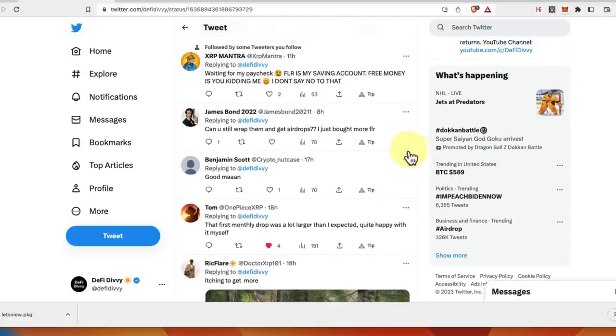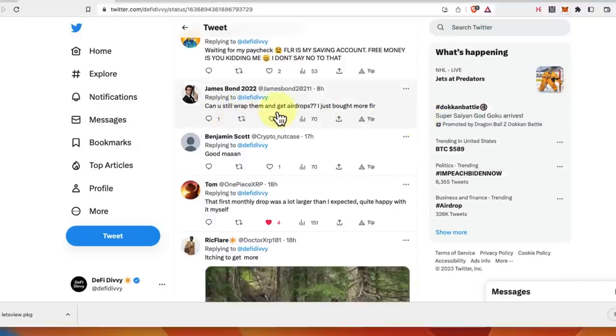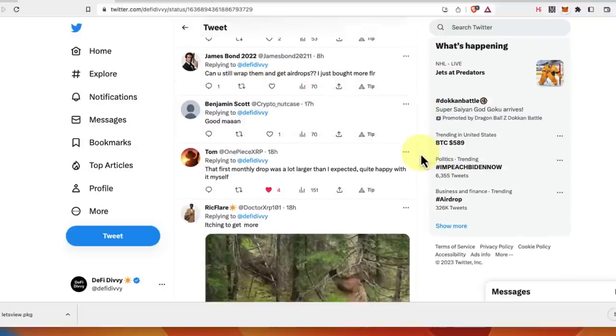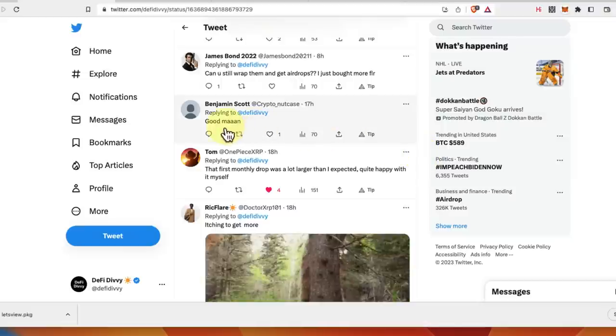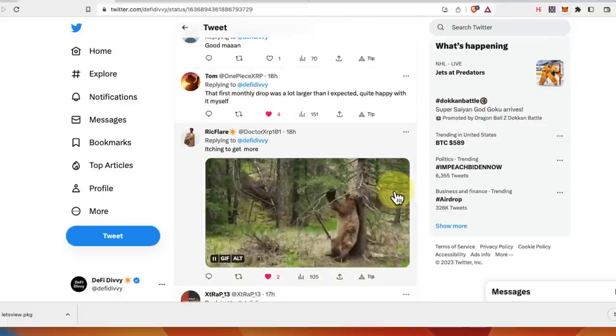That's a gutsy move, XRP Mantra. Hats off to you. And I quote, can you still wrap them and get the airdrops? Yes, you can. Keep it coming, keep wrapping. You would still get some based on the snapshots that happened during the month. Good man. Yes, thank you, Benjamin Scott at crypto_nutcase.